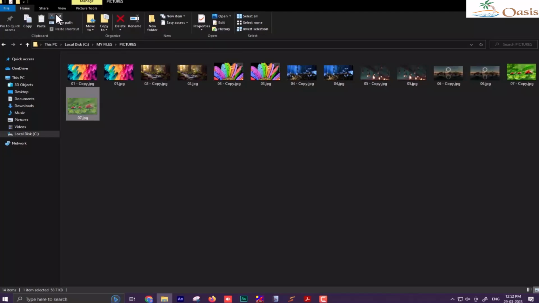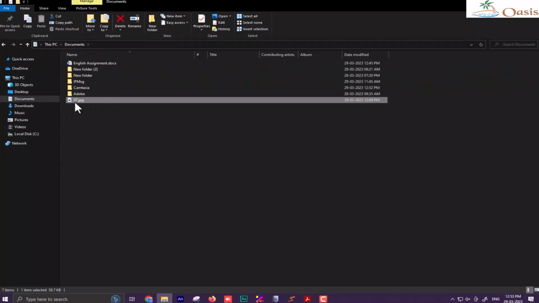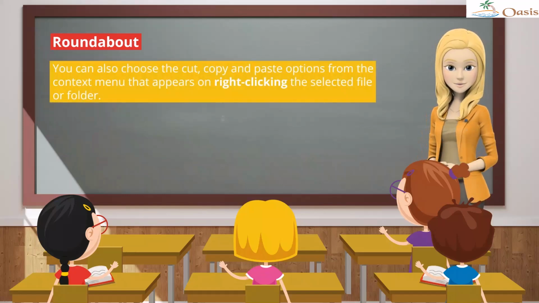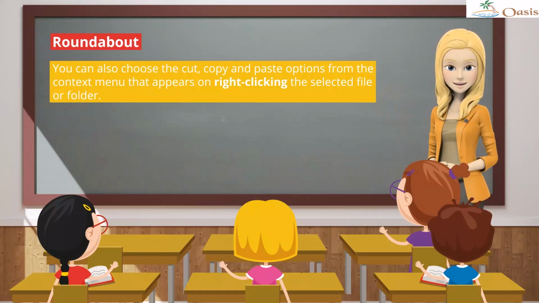Open the location where you want to move the selected file or folder. On the Home tab, click the Paste button in the Clipboard group. The file or folder appears in the new location. Roundabout. You can also choose the Cut, copy and paste options from the context menu that appears on right-clicking the selected file or folder.